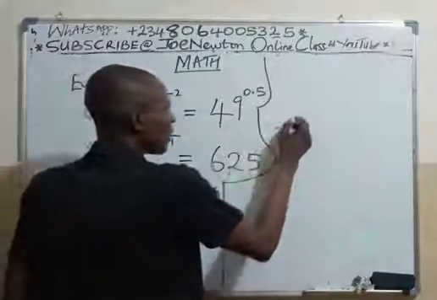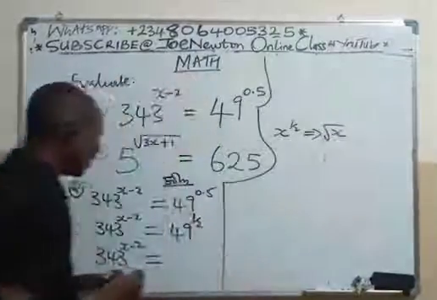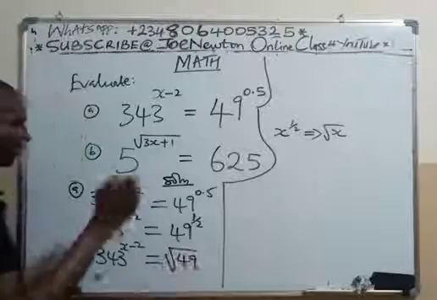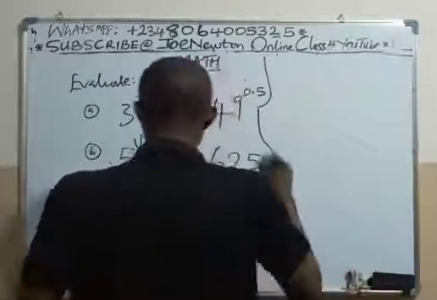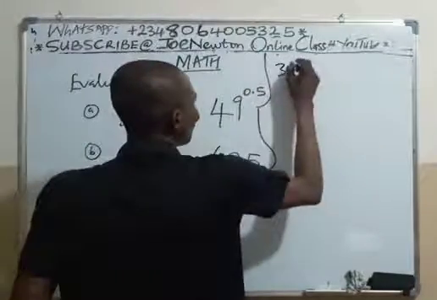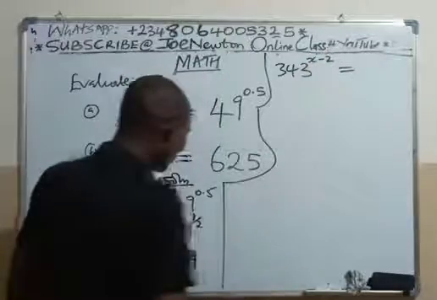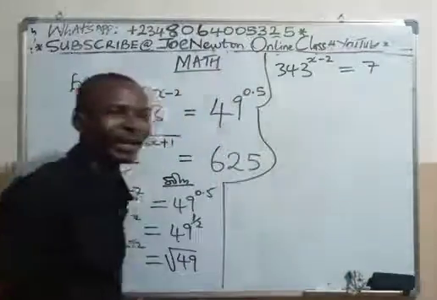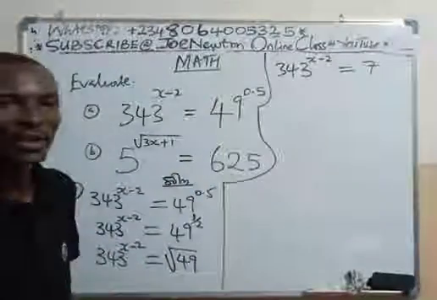Because if I have x raised to the power 1 over 2, it's the same thing as saying square root of x. So with that knowledge, I will have here square root of 49. Simple. Now, when I continue further, I will have that 343 raised to the power of x minus 2 is equal to square root of 49, which is 7. Square root of 49 is 7, that is plus or minus 7. I'm taking the positive here.